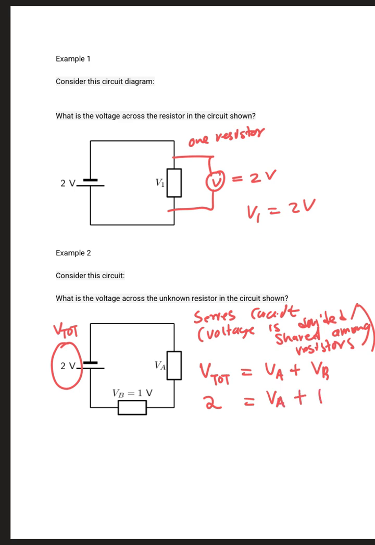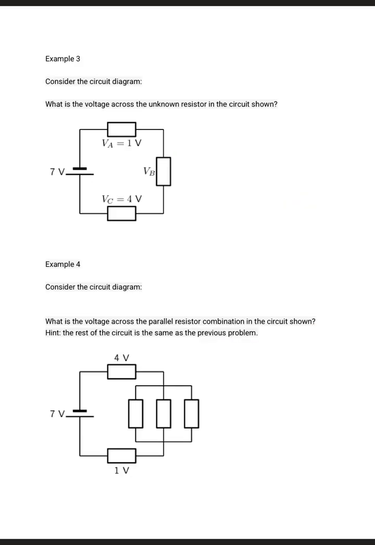And then we take 1 to the other side, we'll have 2 minus 1 is equal to VA, and 2 minus 1 is 1. So therefore VA is just 1 volt. So we're going to have 1 volt here. And this makes sense. 1 volt plus 1 volt is 2 volts, because the 2 volts was shared among the 2 resistors.